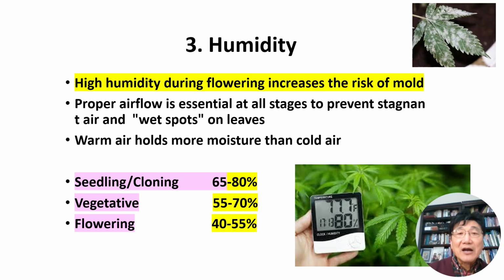Humidity levels are closely linked to temperature. Warm air holds more moisture than cold air. Even if the RH is in the correct range, proper airflow is essential at all stages to prevent stagnant air and wet spots on leaves.